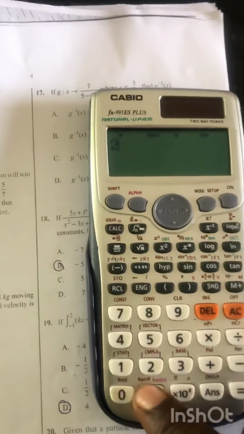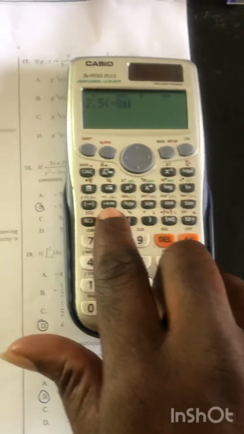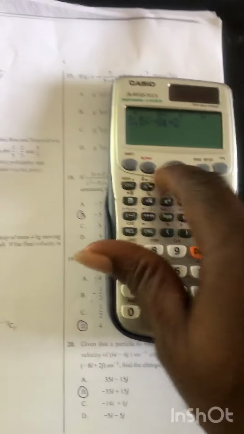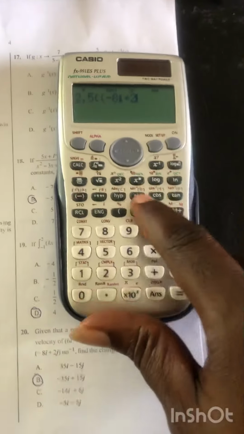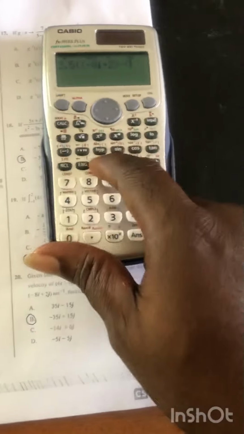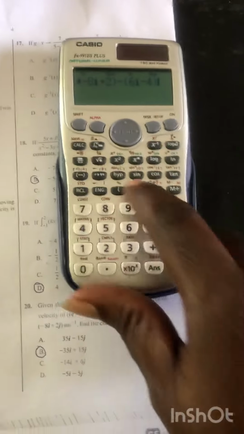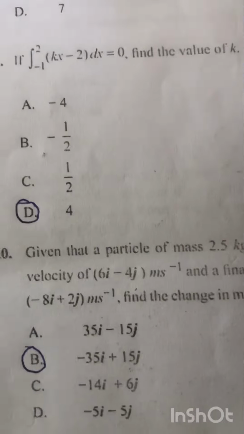So 2.5 multiplying minus 8i, watch my hands very closely, plus 2. Let me introduce double brackets because I'm multiplying the expression by 2.5. I close brackets, then I subtract it from 6i minus 4j. I close brackets and I press equal to. So I get -35i plus 15j, which is p. Now let's move on to question 21.